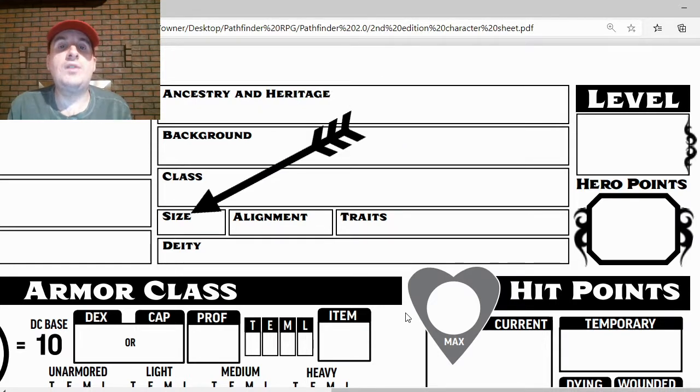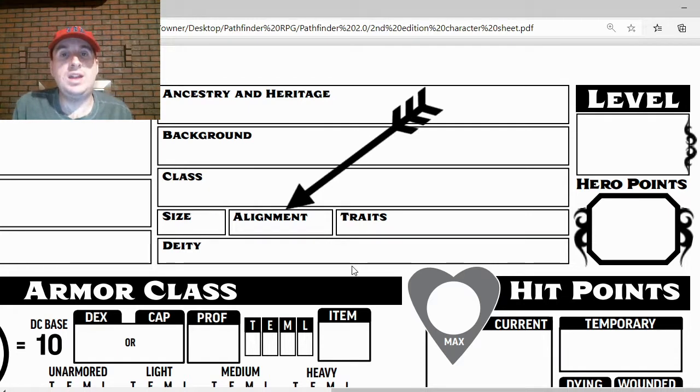Next up, we have size. Your size is a generalization about how big your character is. Let's say your character is a gnome. Gnomes are small creatures, so they're about half the size of a human. Elves, on the other hand, are about the same size as humans, so they get medium status. Size really doesn't have any advantages or disadvantages in this system. It's just a generalization about how big your character is.